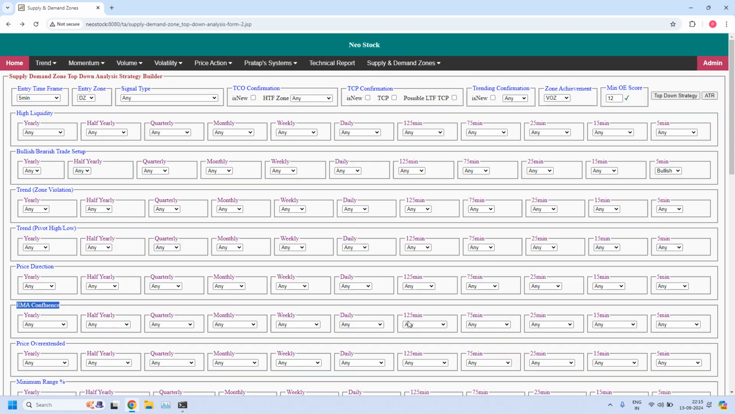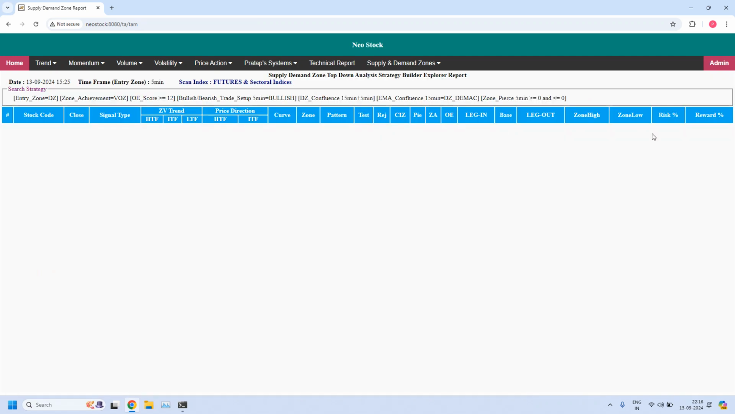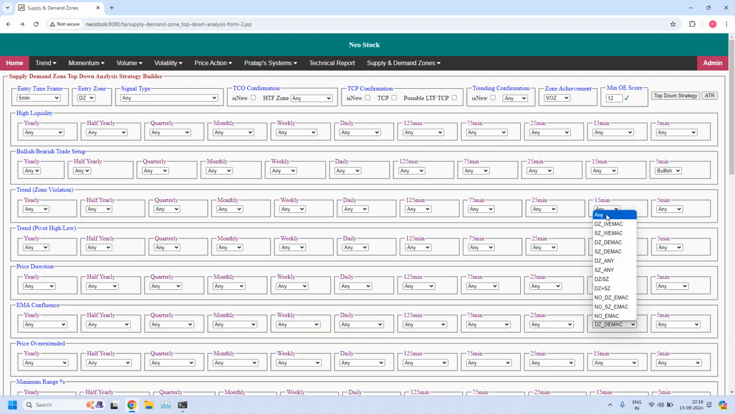Let's verify out of these 15 whether any of the 15 minute zones are having daily EMA confluence. In the EMA confluence at 15 minutes time frame, let's look for 15 minutes demand zone with daily EMA confluence. No stocks are filtered. Fine, no issues. Now let's look for LTF, ITF, HTF confluence.